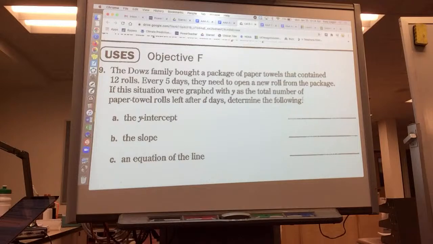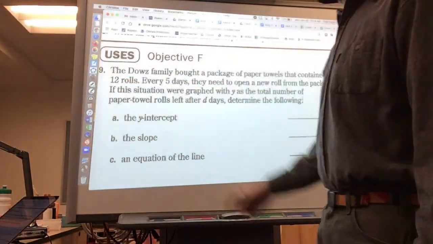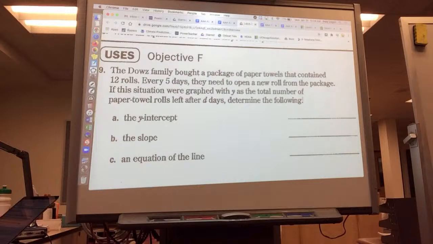So in this case, if they're starting out with 12 rolls, what's the y-intercept? What's their starting amount? 12. It's going to be 12, yeah. So if we were going to make a graph, it would look like this. It'd start out at 12, and then every 5 days it would go down 1 roll. Down 1 roll in 5 days, 2 rolls after 10 days. And then, like you said, you get up to 60 days, and then they'd be all gone.